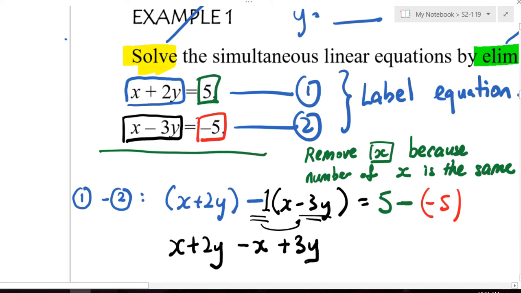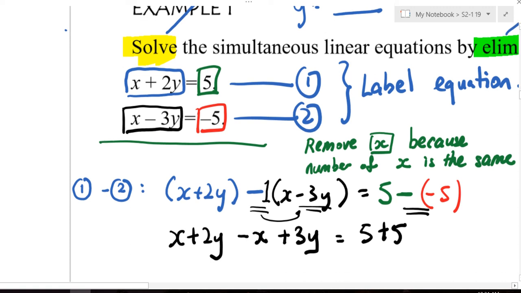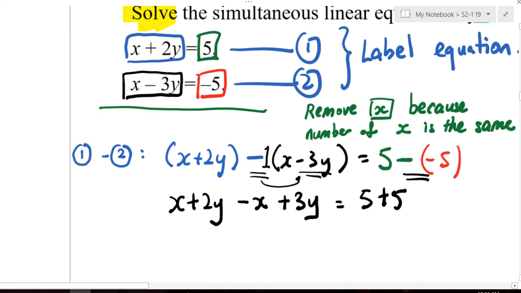Plus 3y equal, what is negative times a negative? Aisha? Plus. So what is 5 plus 5? 10. So you can write down 5 plus 5. Now the next step will be very obvious why I choose minus. X minus x will give you what? No x. 0. Don't need to write. Don't write 0x. 2y plus 3y, 5y. So you write 5y equal 10. What is y?